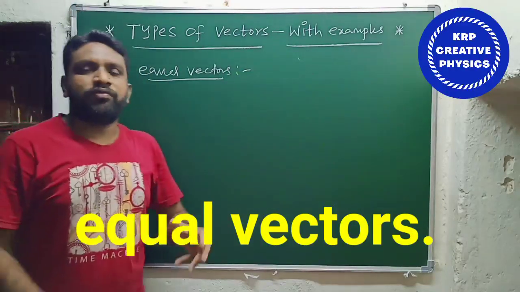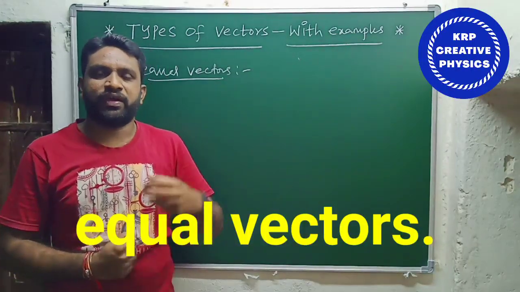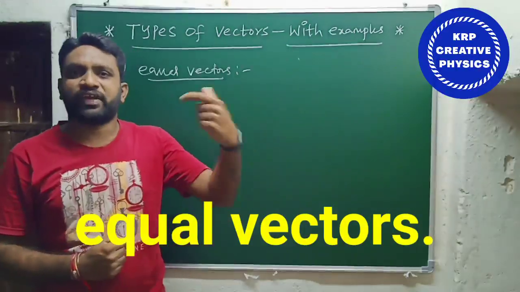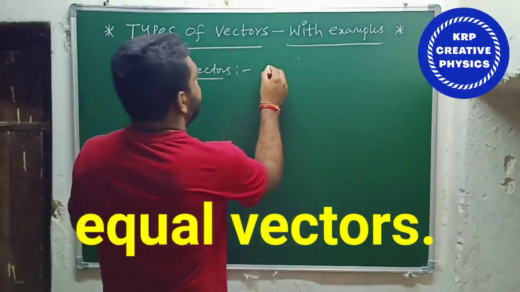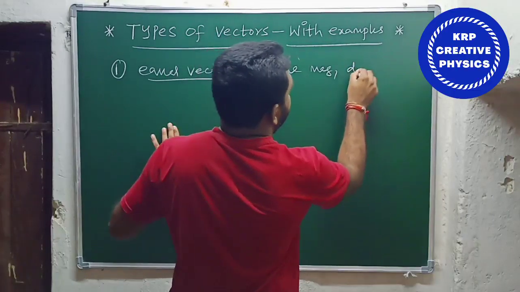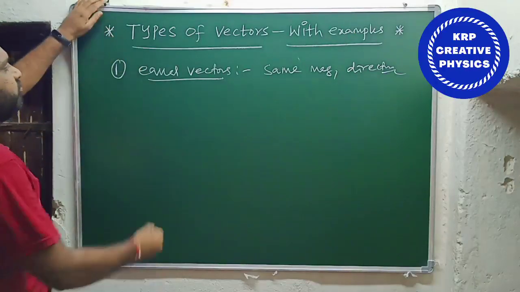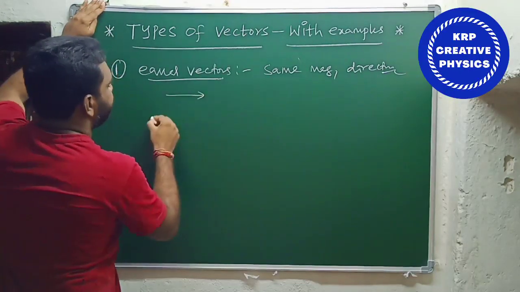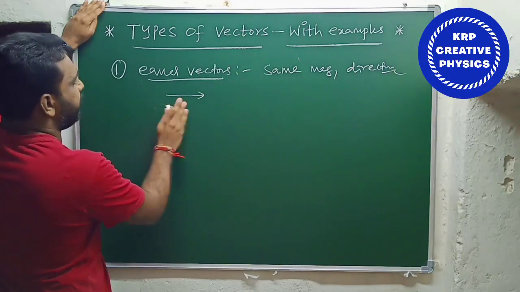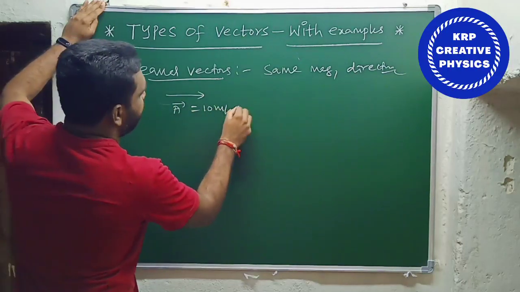It is very simple. If both the vectors are having the same magnitude and the same direction, then they are said to be equal vectors. So they should have the same magnitude as well as direction. Now we will consider examples. This is vector A, and its velocity is 10 meters per second along east.